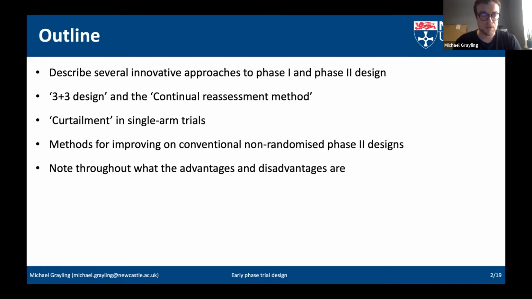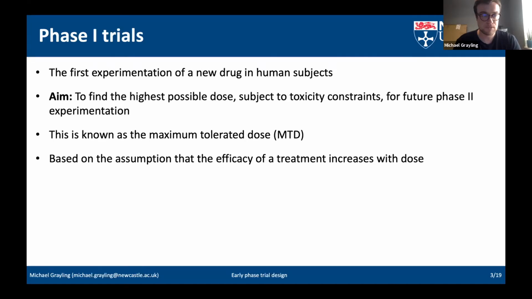And as I go along, I'm going to be trying to note throughout what the advantages and the disadvantages are of these different approaches, but please do ask questions if anything isn't clear.